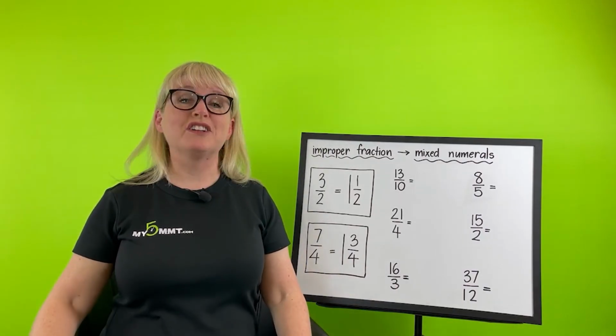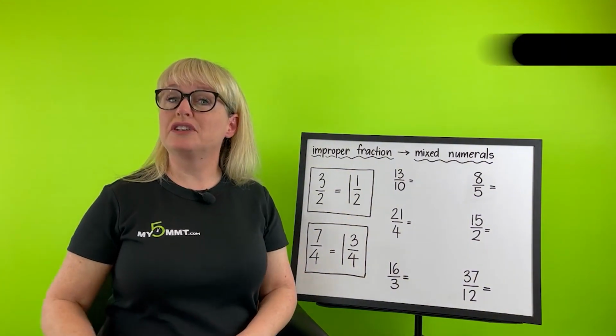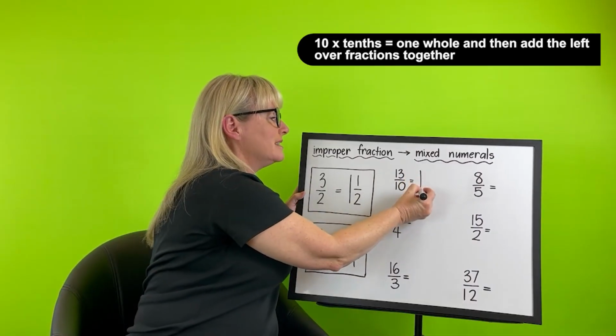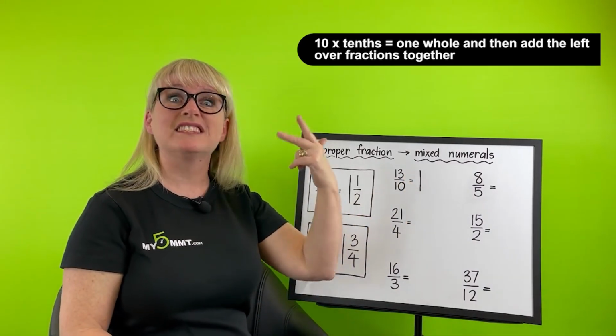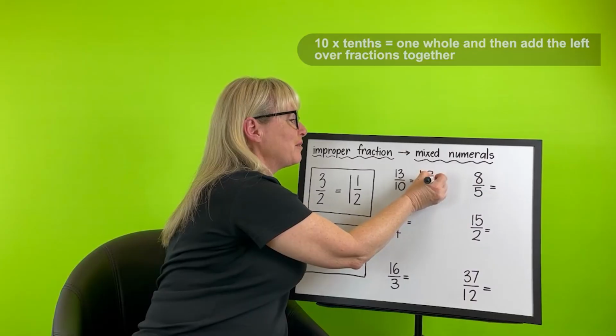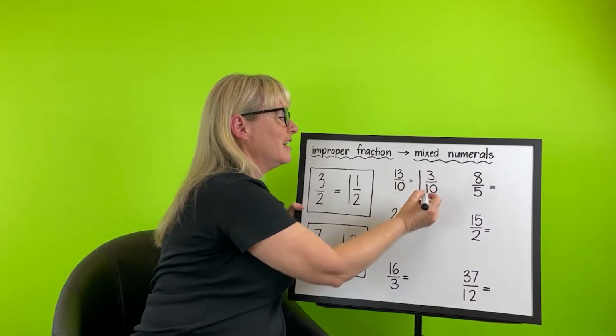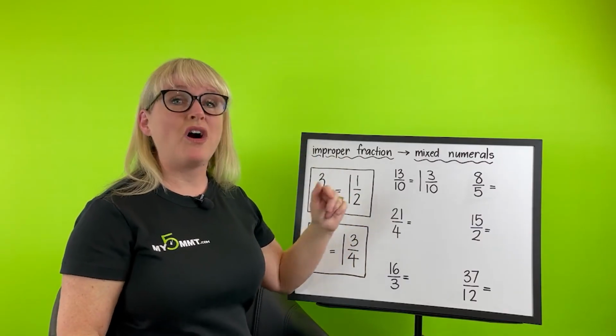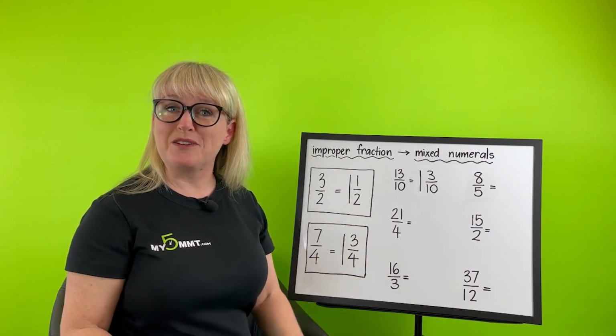We can change lots of fractions. Let's look at 13 tenths. I need 10 tenths to make one whole, but I still have 11 tenths, 12 tenths, 13 tenths. I have 3 tenths left over. So my 13 tenths improper fraction has become one whole and 3 tenths, a mixed numeral.